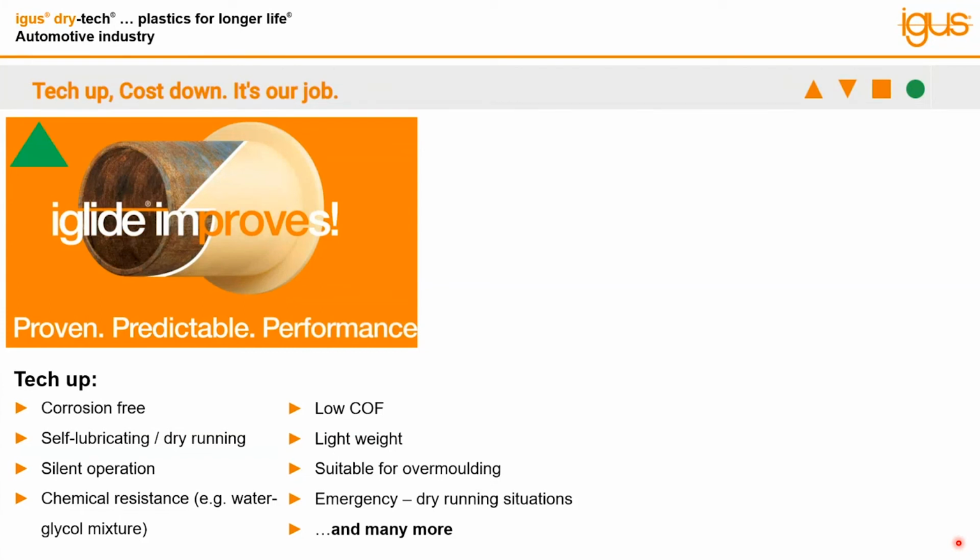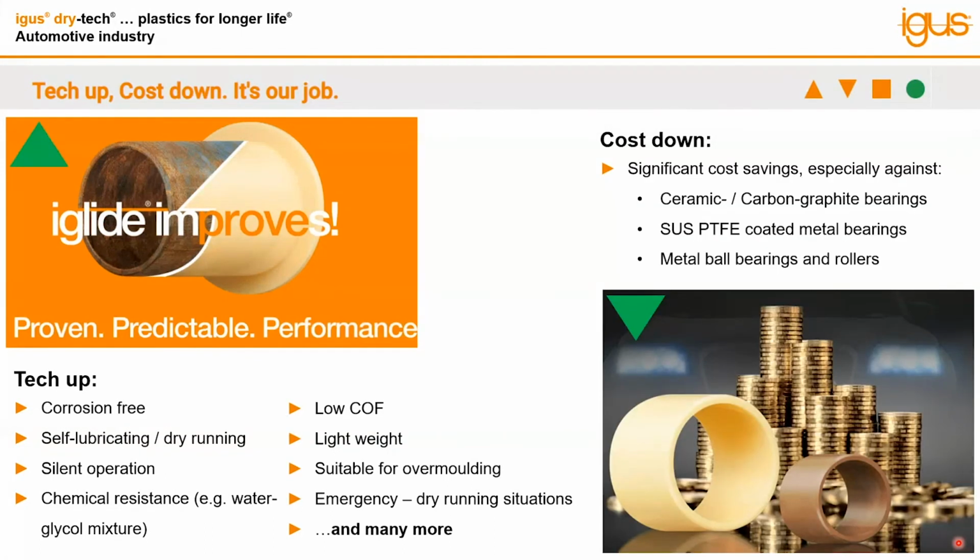So we have a lot of chemical resistance, low coefficients of friction, weight reduction, suitable for overmolding, as we discussed, and certainly dry running situations. We have done testing and we know that our bearings would work very, very good in those. And all of our test data in our catalog is based on dry running conditions.